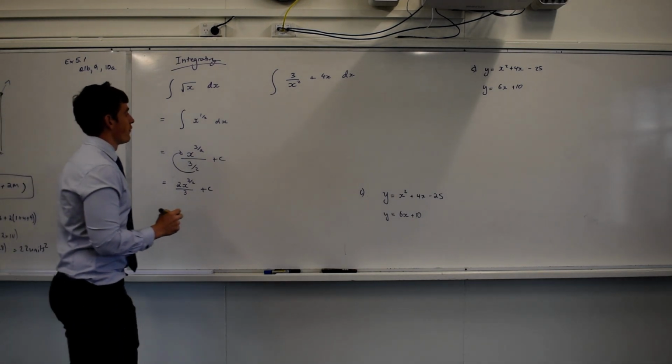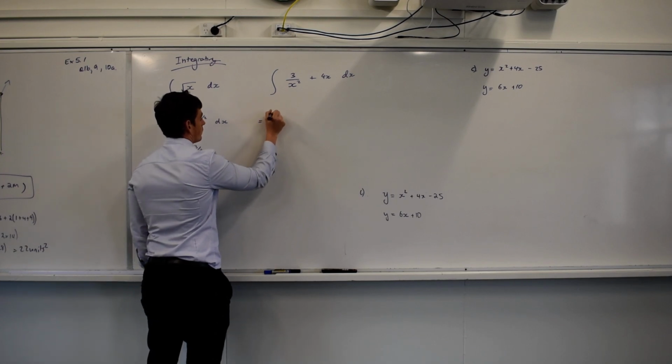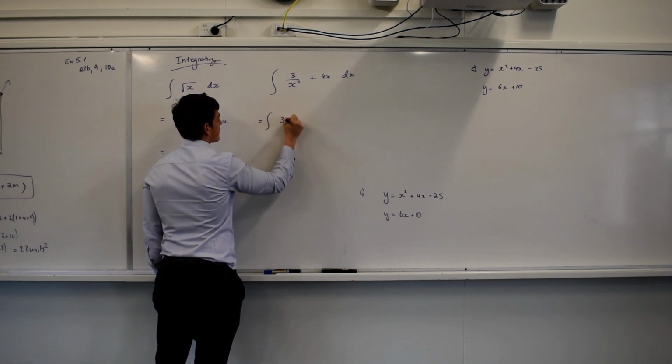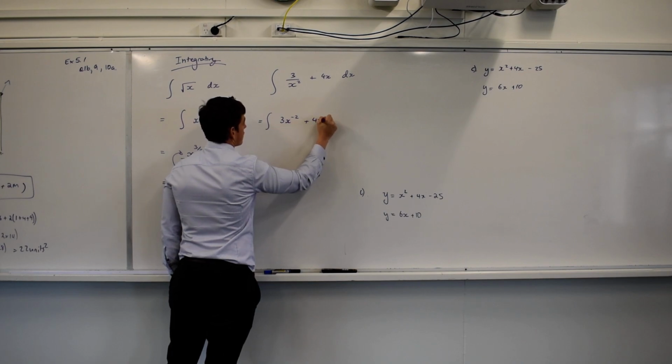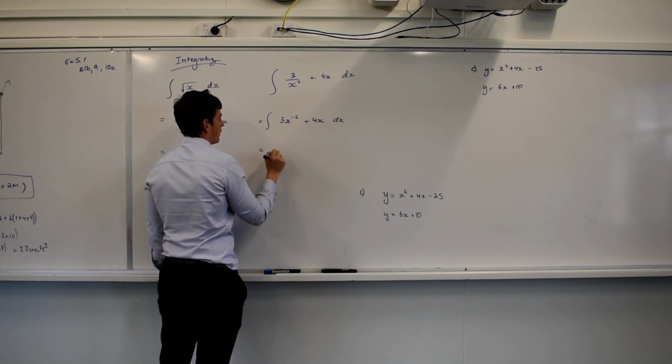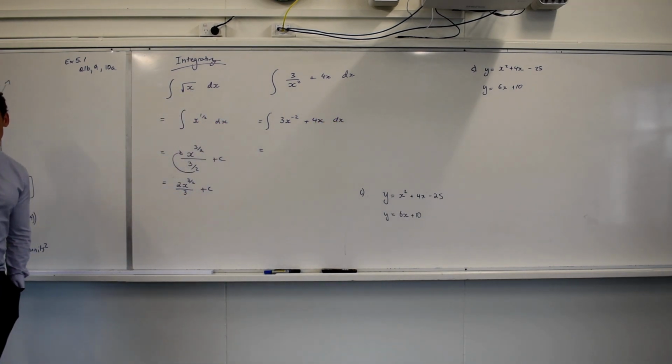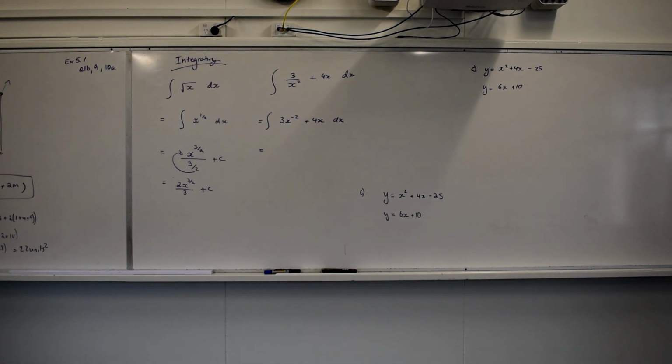So with this one here, our first step is to do what? The integral of 3x to the negative 2 plus 4x dx. I want you to write down what you think the answer is before I do, so you can get some form of feedback about how much you understand.